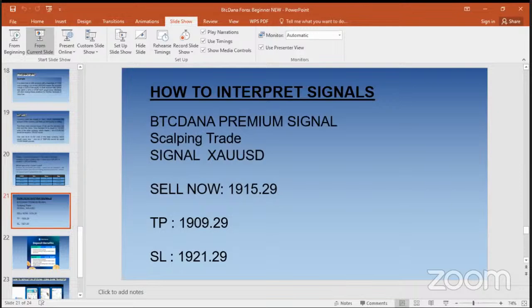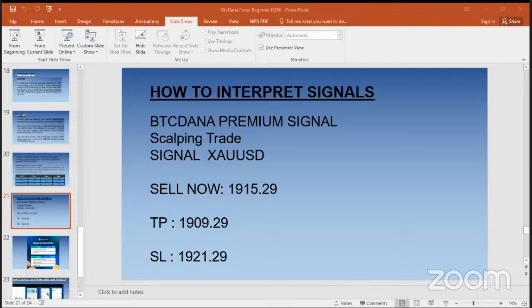Right here we have BtcDana premium signal, scalping trade. We have different types of traders. We have the scalpers, that is the scalping trade, then we have the intraday, and then the long traders. What scalping means is if you are buying or selling, you don't want it to go too far. You want to make sharp money. Let's say you have $10 right now, you want to turn it into $20 within 15, 20 minutes or maybe 1 hour. That is scalping.